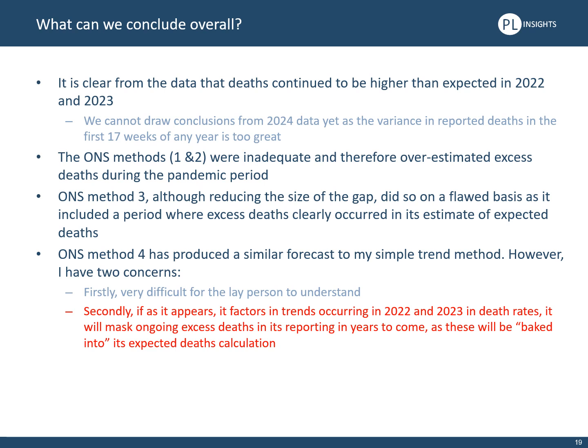Method 4 is interesting in that it's produced a very similar forecast to my simple trend method. I sort of assume the ONS has got some statisticians who are more suitably qualified than I am, so it actually gives me quite a bit of confidence in my own method. However, I do have a couple of concerns about it.